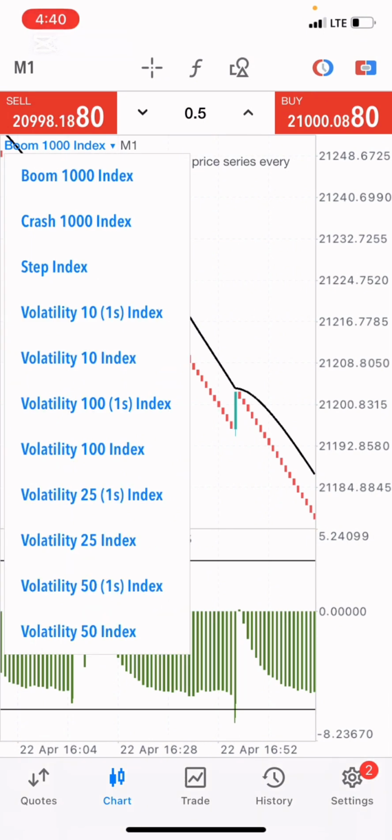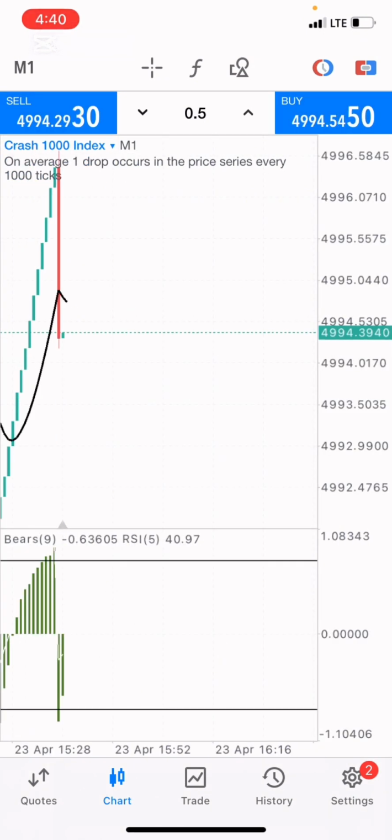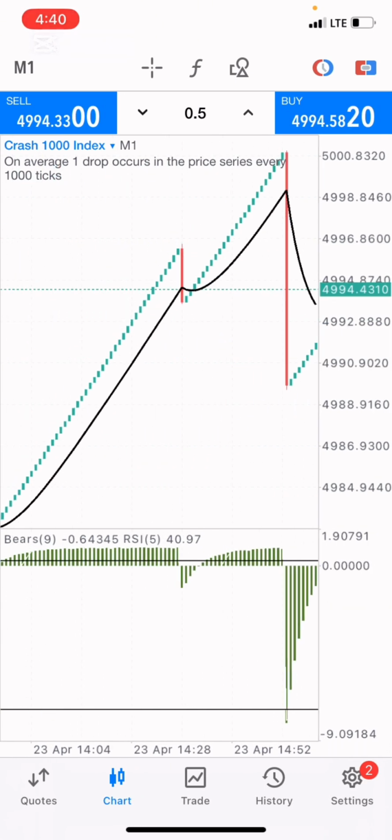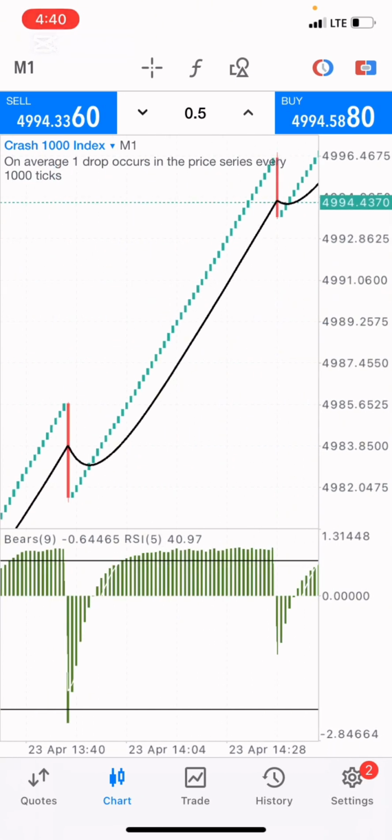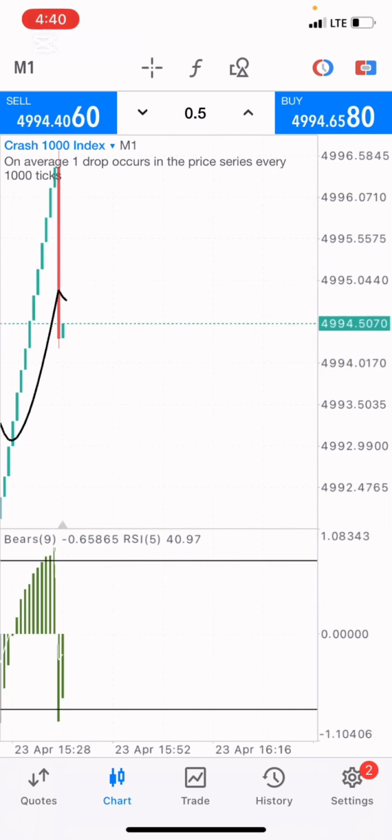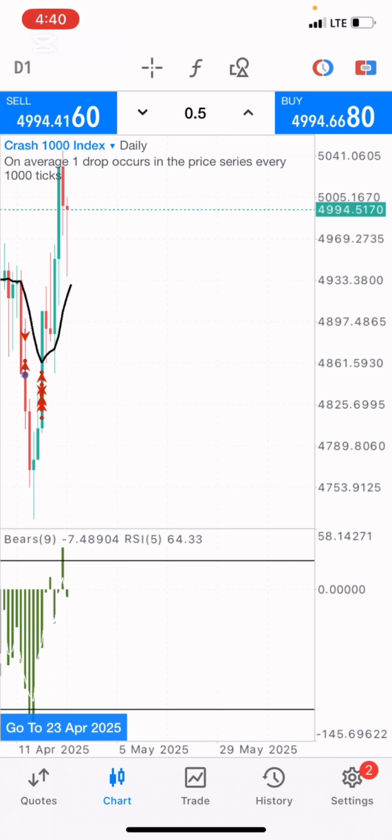All right, if you want to do this on the Crash market, you want to be doing the opposite. For the Crash market, you want to be doing the opposite of what we did for the Boom 1000 market. Now we are buying the Crash market, guys, so we are looking for bullish momentum. We are looking out for bullish closing of the candlesticks on the higher time frames.